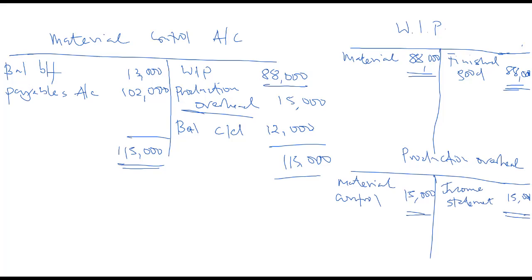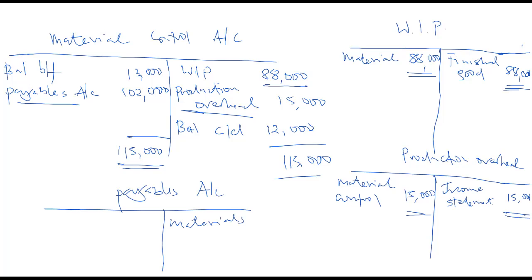So you may want to open the payables account, which you don't need for now, but you can still open it if you want to. Here it was a debit, and we can have a credit here: materials supplied by suppliers, 102,000. Therefore, the balance carried down, which you have not yet paid and need to pay next month, is 102,000.